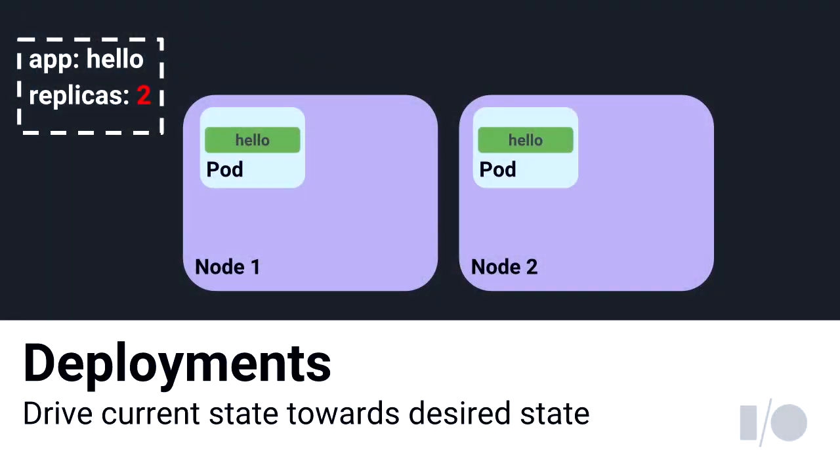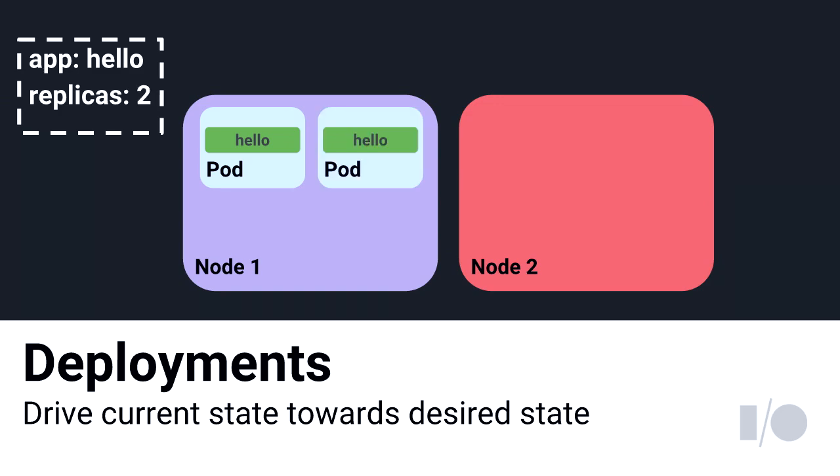So if I want one, I've got one, I'm good. But if I change that and I say I want two, the deployment will manage scheduling a second one. If a machine were to go down, Kubernetes would handle rescheduling the second one until our current state matched our desired state. And that's pretty powerful.